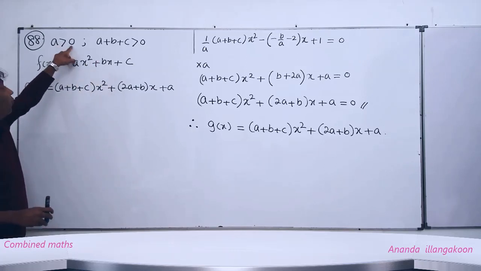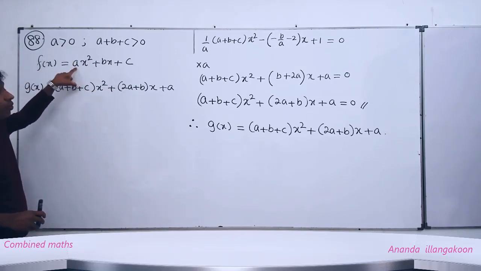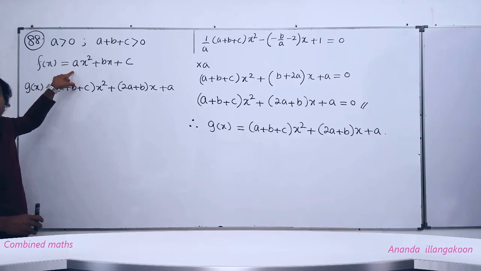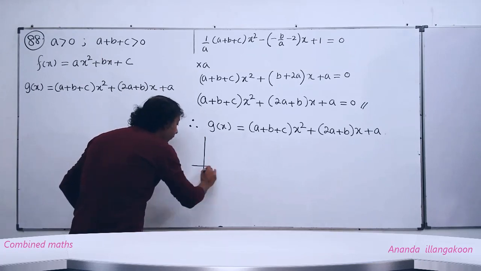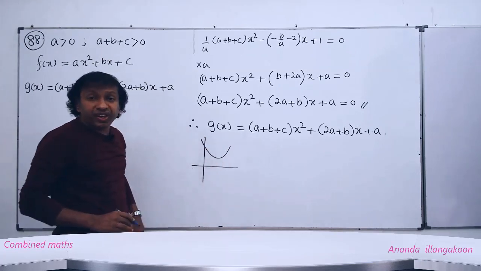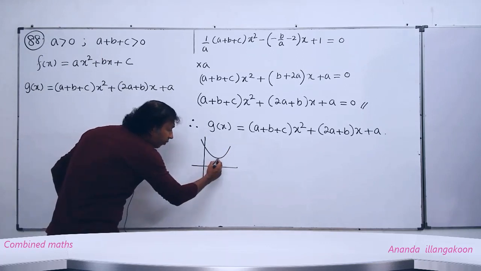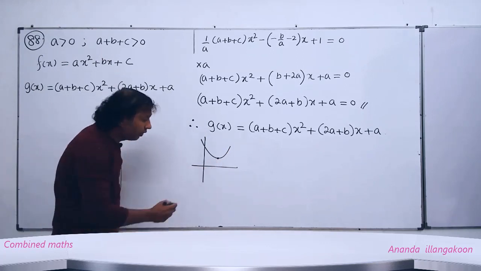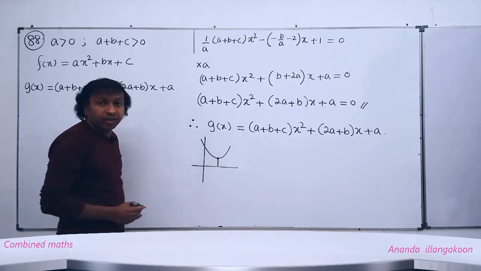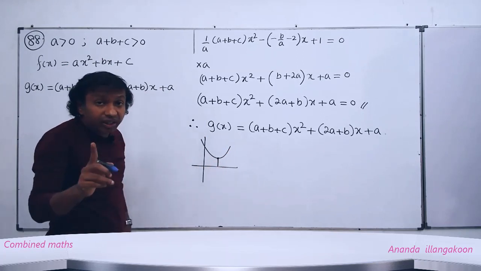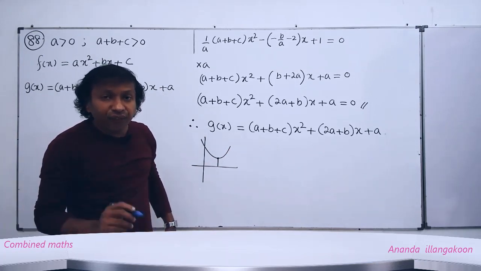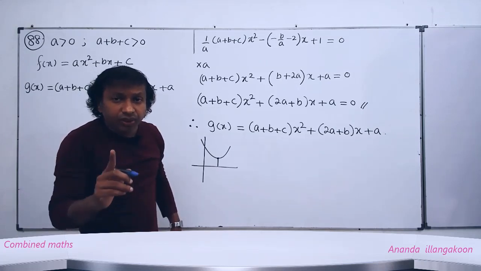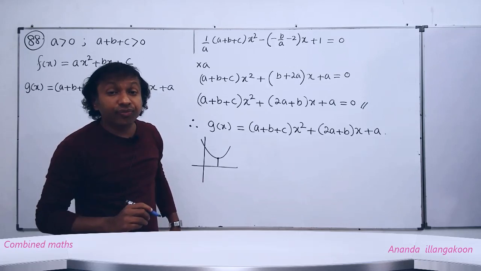You are given a positive. A means this x squared coefficient. X squared coefficient positive means, people, the corresponding graph is a minimum graph, a graph like this. If it is a graph like this, people, its minimum value means what? Its minimum value means this height. This height means what, people? Y coordinate of the vertex.